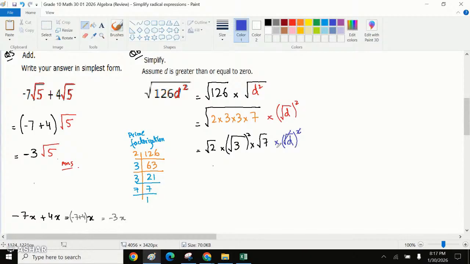A radical can be cancelled out with the square root. This becomes 3 multiplied by root 2 multiplied by root 7 multiplied by d. So we can say 3d multiplied by 2 multiplied by 7. That would be 3d radical 14.